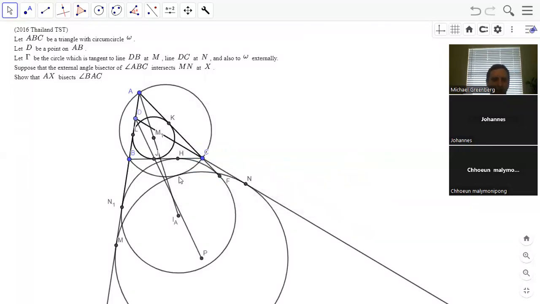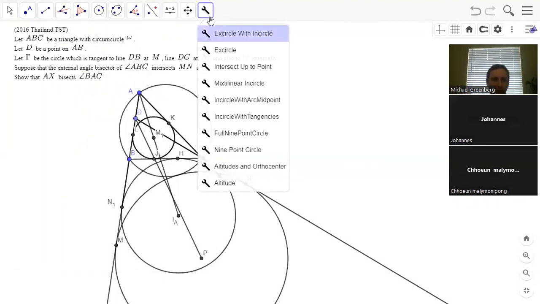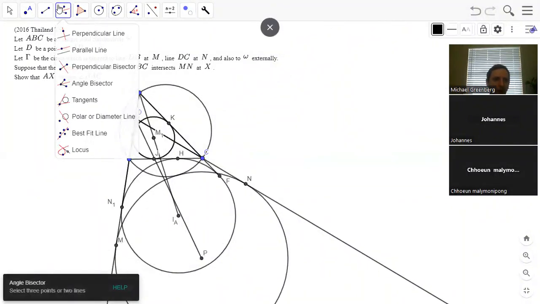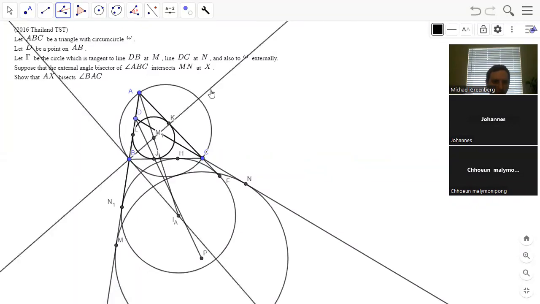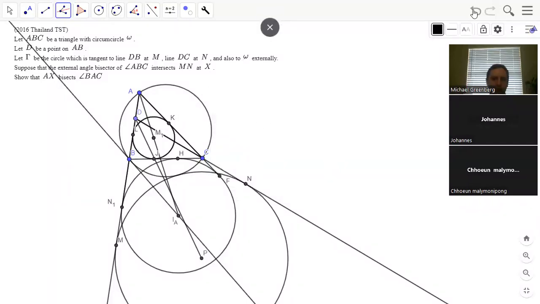And now we draw that external angle bisector. Maybe I already drew it. I probably did. Oh, I guess not. Okay. So that's, oh, it's just BIA. Yeah. And we want to see where it intersects MN.